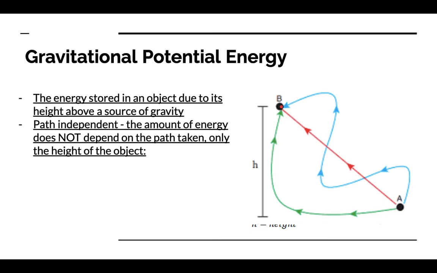So that's why I asked that seemingly mundane question, can we determine the way that a book ended up on a table just by looking at the book? It's that we don't care about the path, we just care about, with regards to potential energy, where our object ends up.